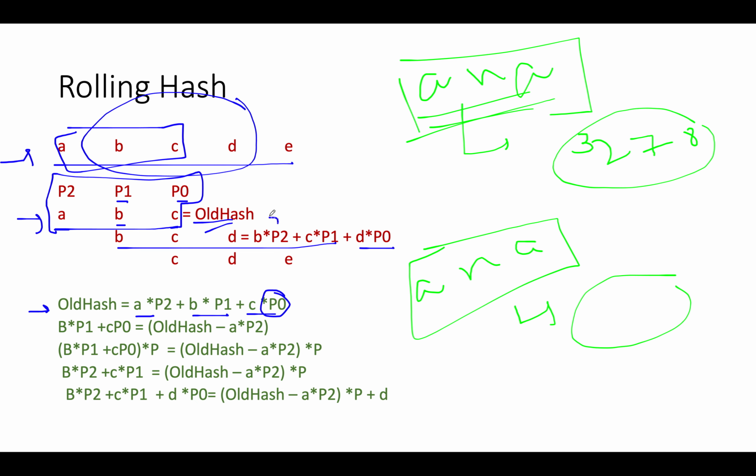Let's reutilize the previously computed value to generate the new hash for the updated substring. Let's use mathematics here. This is the equation for the old hash. Then we make sure that A into P squared moves to the RHS. The updated equation becomes B into P^1 plus C into P^0 is equal to old hash minus A into P squared. Then we multiply P on both sides. What do we get? B into P^1 plus C into P^0, all into P, equals the old hash value minus A into P squared into P.